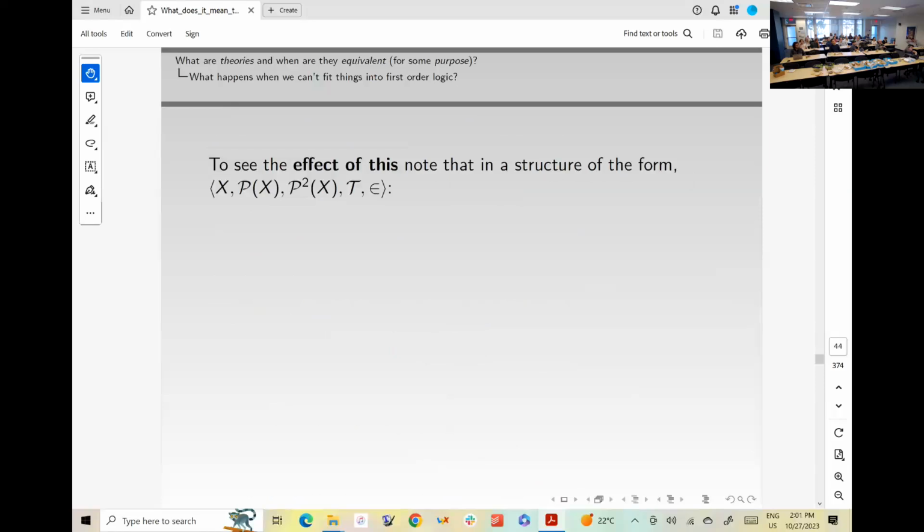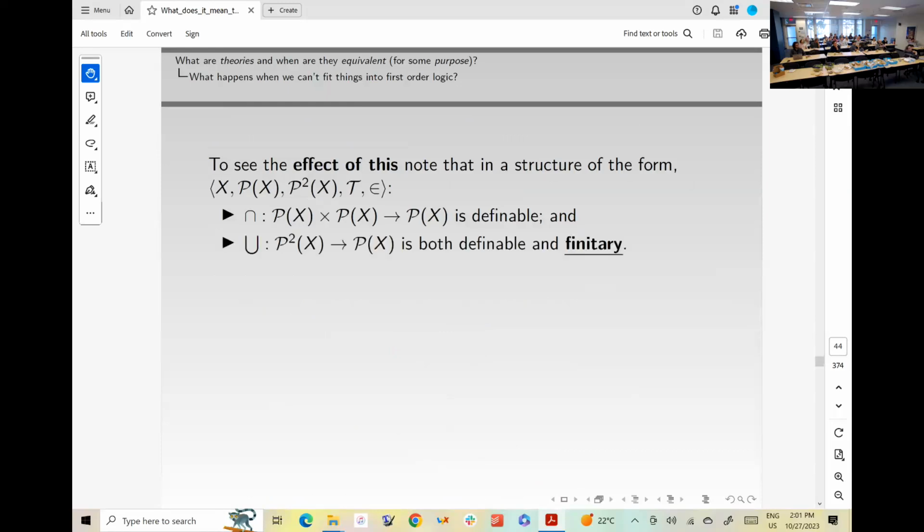Okay, so to see the effect of this change, I want to note that actually in this structure now, intersection is definable. And more interestingly, this union thing, because it actually takes elements of the power set of the power set of X, is both definable and now finitary.